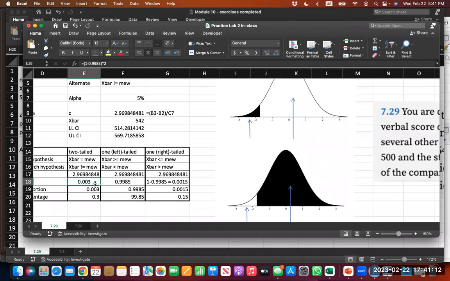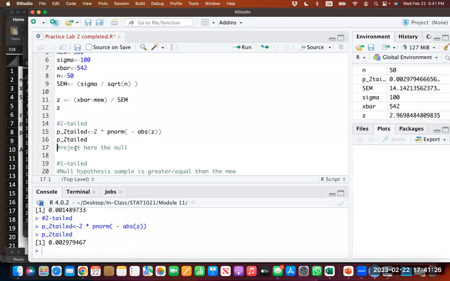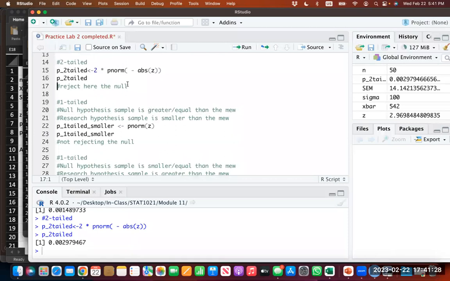So R is basically creating that function. You remember how I showed you the normal distribution is nothing else but a mathematical function? R is taking this function and calculates it for you. It calculates the area under the curve for you. So here we're rejecting the null hypothesis. So we're concluding that X bar is significantly different from our mu.